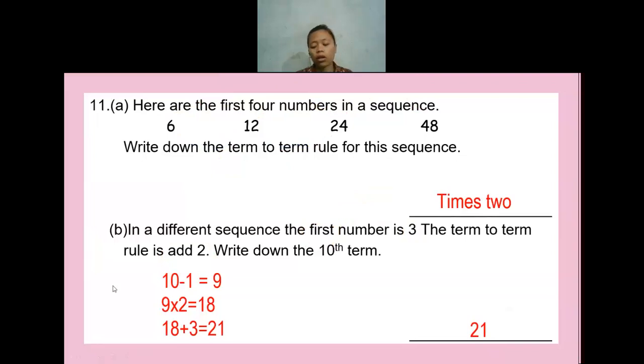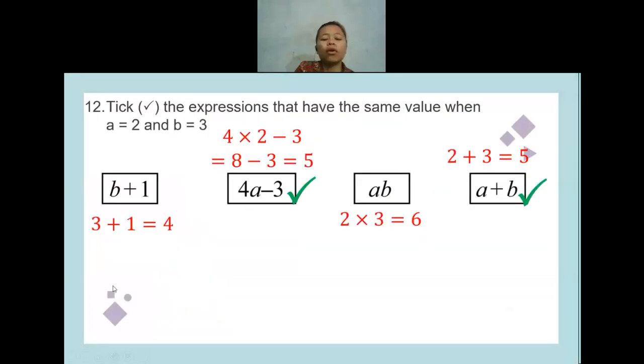Okay, let us move to question 12. For question 12, pick the expression that has the same value when a equals 2 and b equals 3. For this question, we just need to replace all the letters with the given values. b plus 1 becomes 3 plus 1, and the answer is 4.